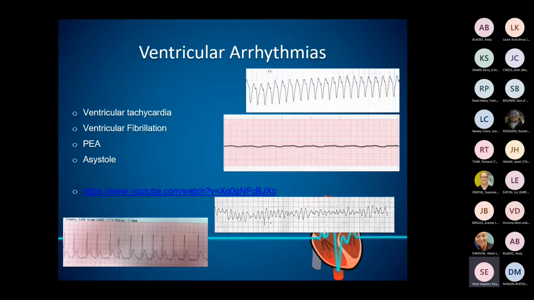So a couple of ECGs there, also a couple of strips there. Our two shockable rhythms obviously are VT and VF, and our two non-shockable rhythms where we're reversing our H's and T's are PEA and asystole.